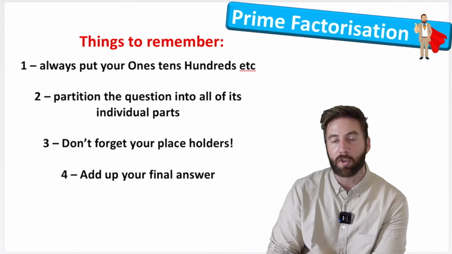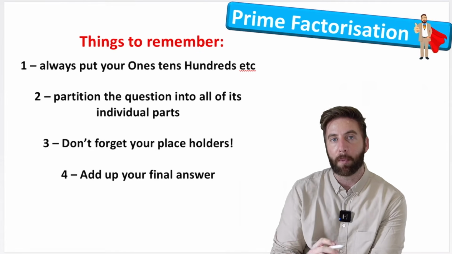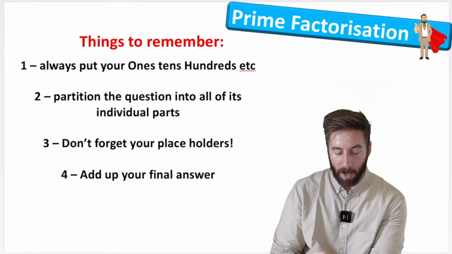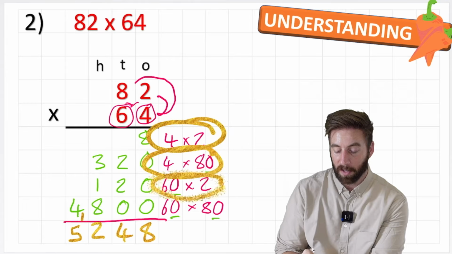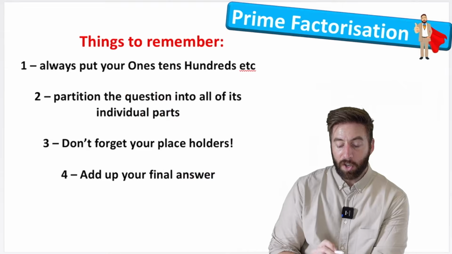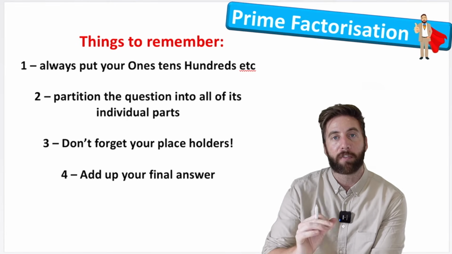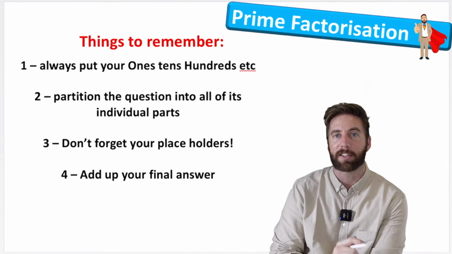Let's think about the things we need to remember. Always put your ones, tens and hundreds as your column titles. That's going to help you avoid any mistakes. Partition the question into all of its individual parts, like we did here, where we thought about our 4 questions first. 1, 2, 3, 4. That's really important. Don't forget your placeholders. It's going to make the multiplication much easier. And then don't forget that you've individually answered these separate parts. You must put it together to get a final answer at the end.